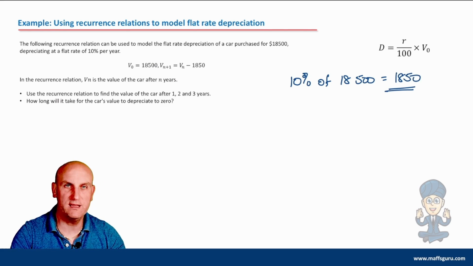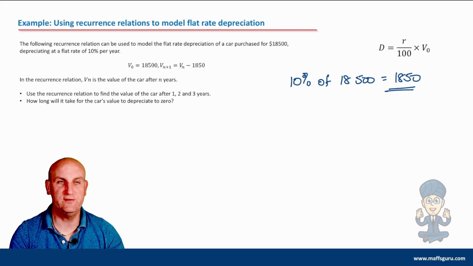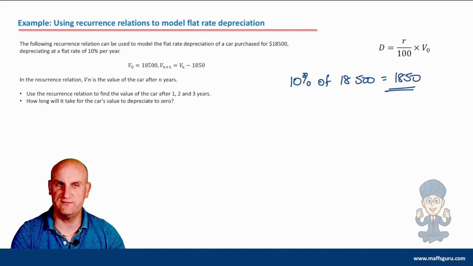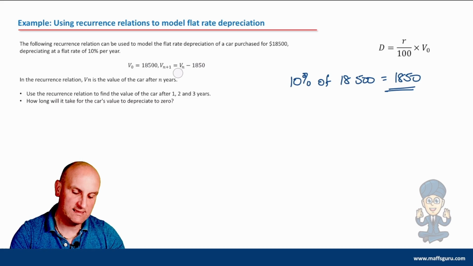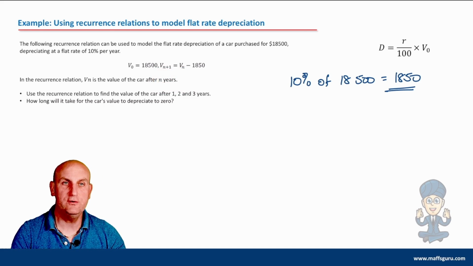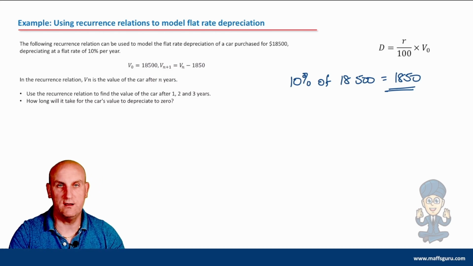So that means that my car is going to lose $1,850 every single year. And the recurrence relation, Vn, is the value of a car after n years, right? So that's also important that it is n years. Use the recurrence relation to find the value of the car after 3 years.